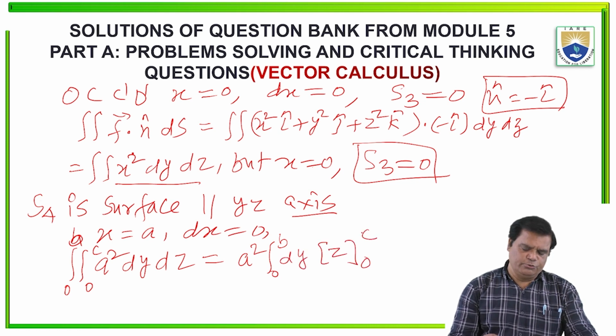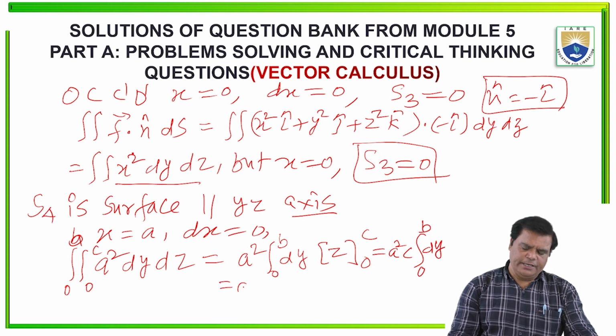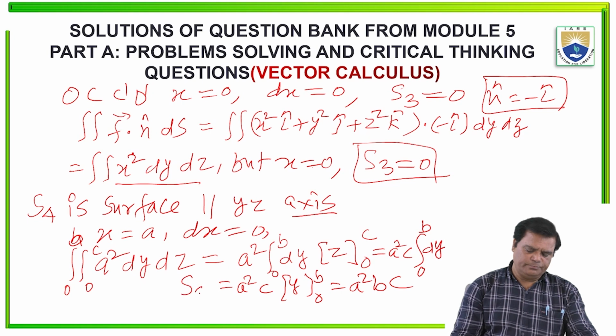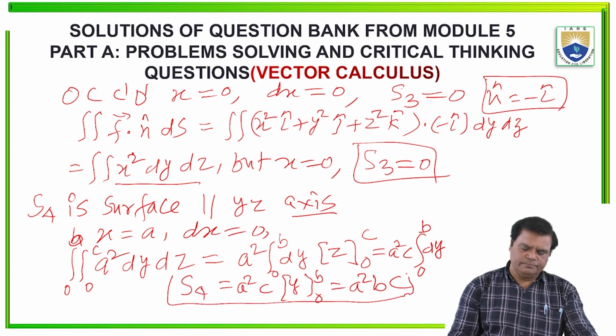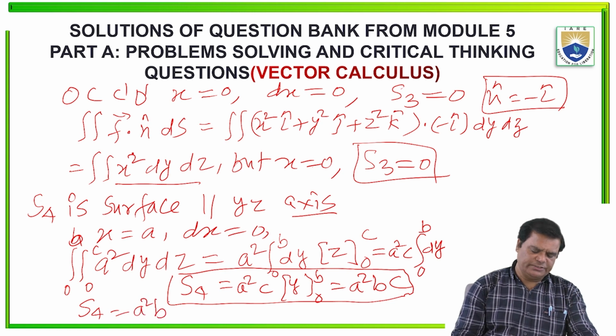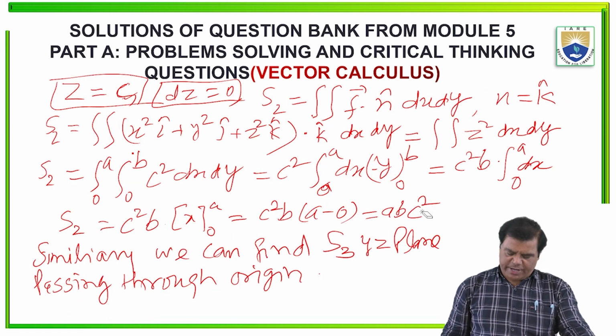So integration 0 to c. Now a square c, integration 0 to b of dy. So we get a square c and y from 0 to b. So here a square bc. This is S4. Okay. So now S4 equals a square bc, and S2 equals ab c square.